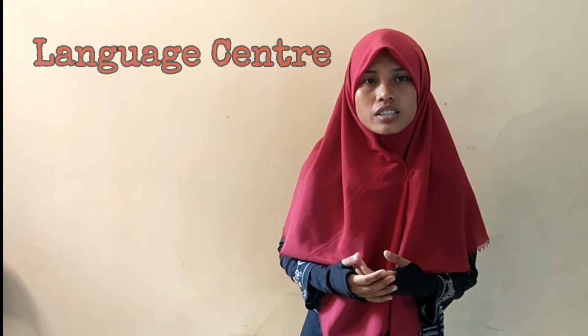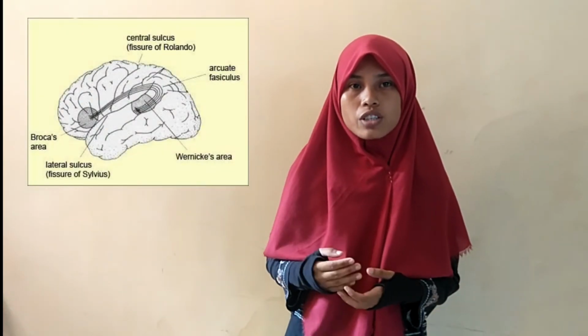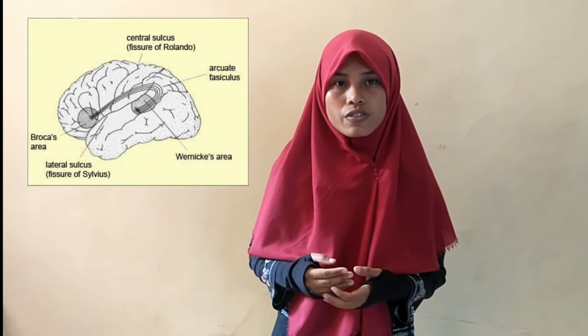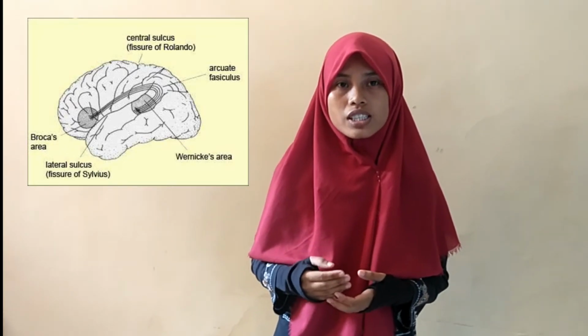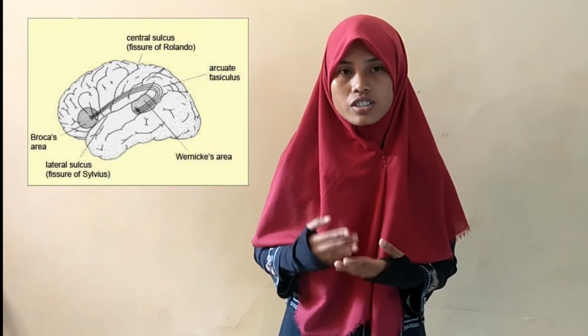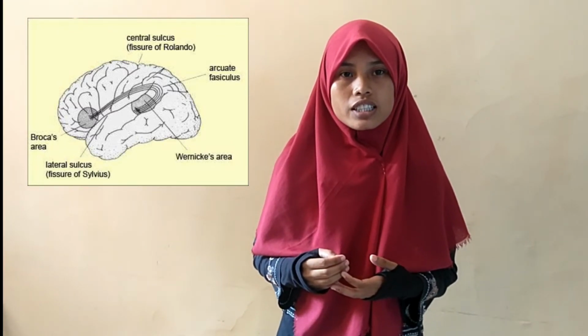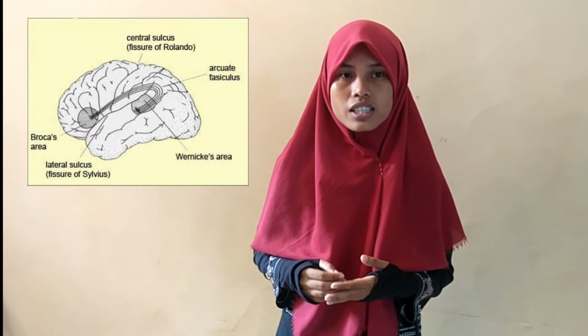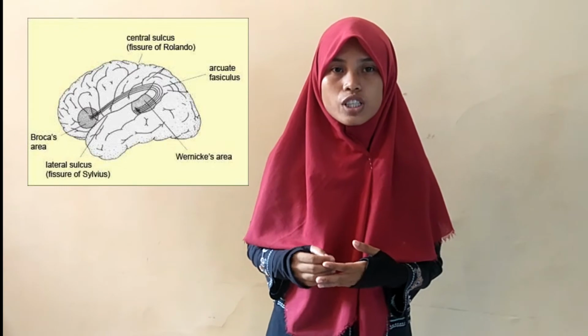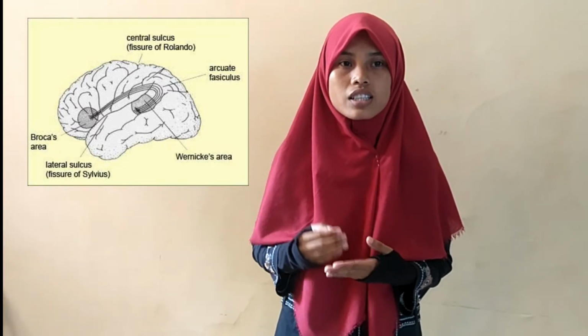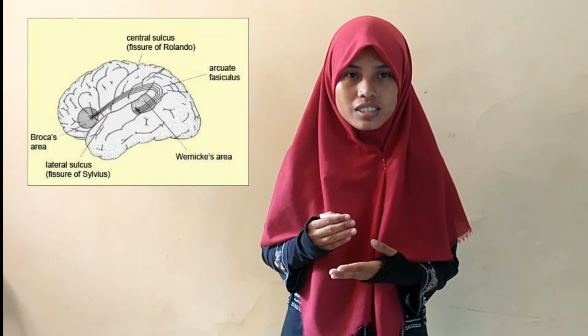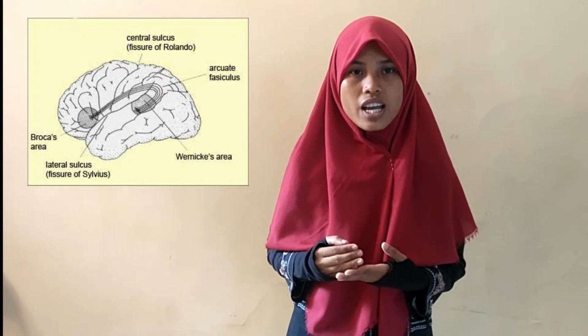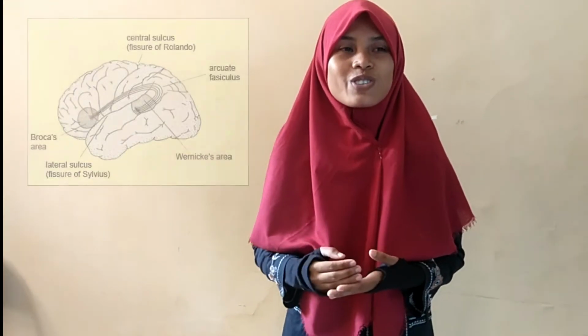The last is the language center. The language center is the area of the brain which serves a particular function for speech processing and production. It's located at the base of the motor cortex. The language center is responsible for organizing the articulatory pattern of language and directing the motor cortex when we want to talk.